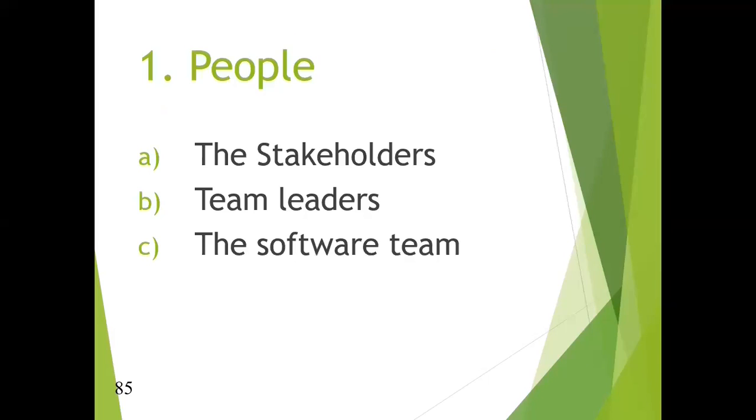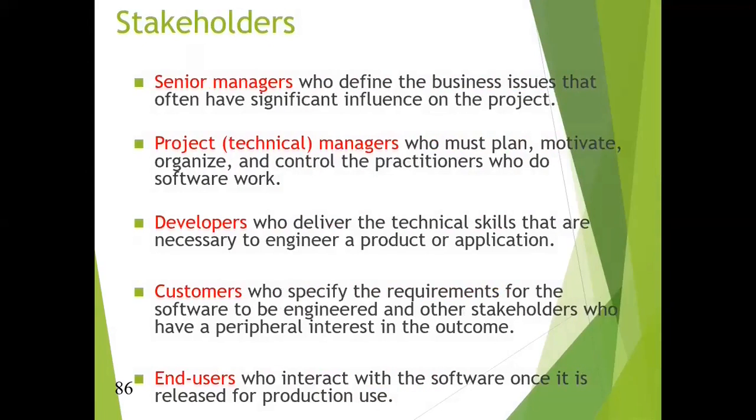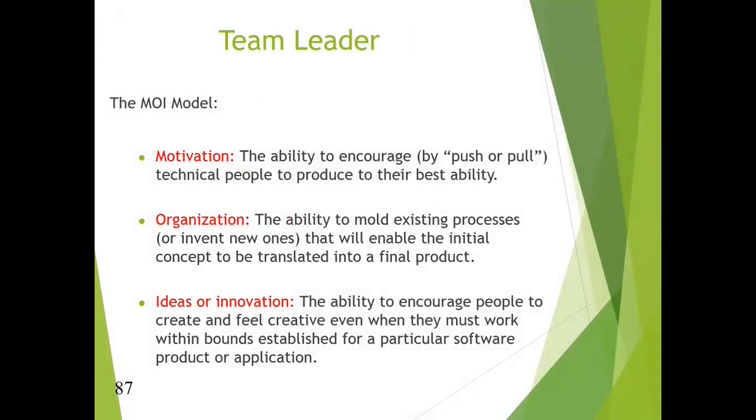So when it comes to people, who are the people in this? People can be stakeholders, team leaders, or the software team. Those are the people in project management. Who can be the stakeholders? Stakeholders can be senior managers, project managers, developers, customers, and end users. All these personnel belong to the stakeholders. Next, team leaders.